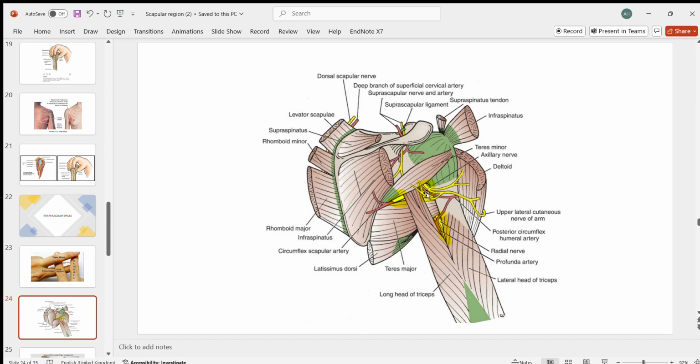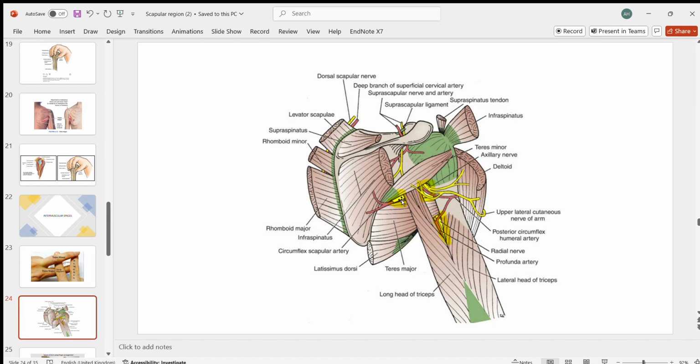In this picture we can see the boundaries once again. Quadrangular space has superior boundary by teres minor and inferior boundary by teres major. Lateral boundary by humerus and medial boundary by triceps. Two structures pass through the quadrangular space. One is the axillary nerve and the other is the posterior circumflex humeral artery.